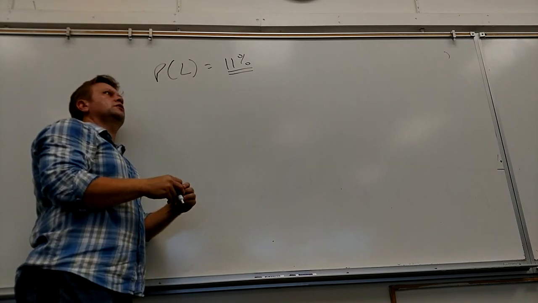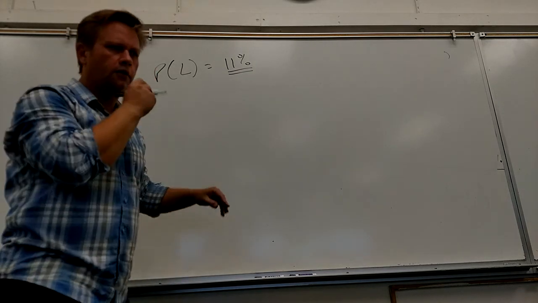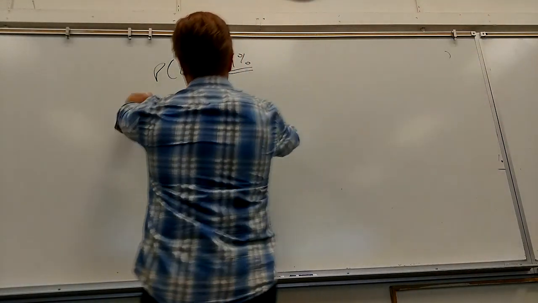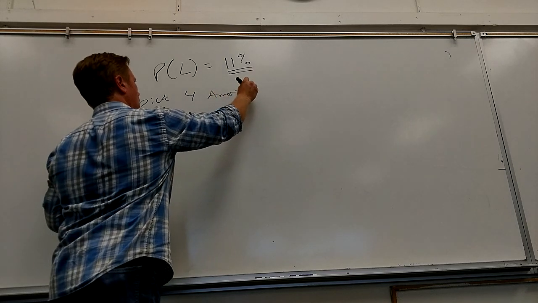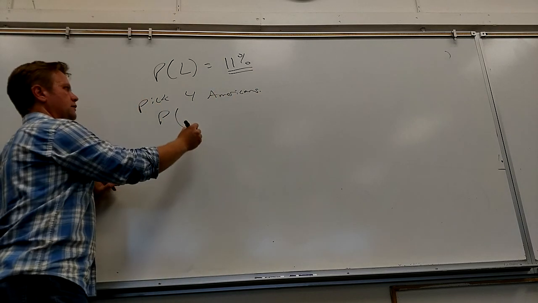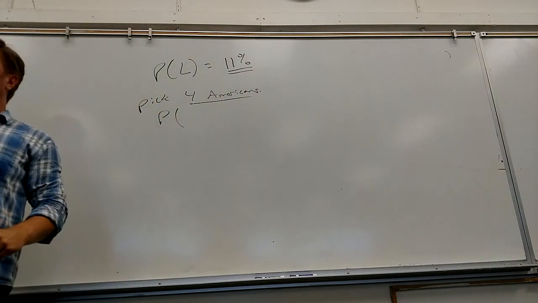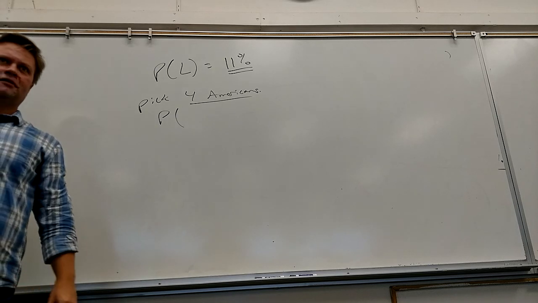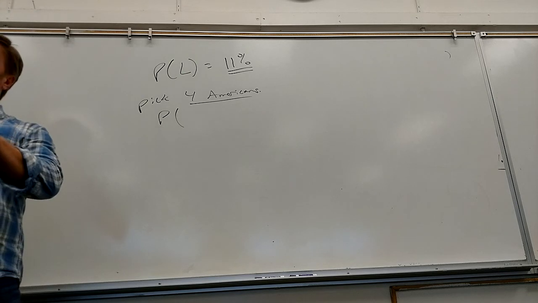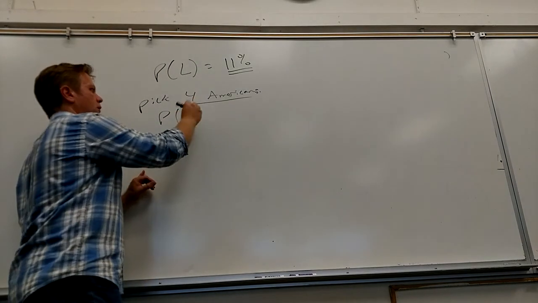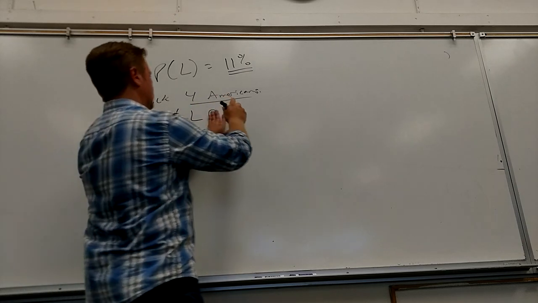So, where do I go with this? Forgot where I want to go. Oh, yeah. Let's say I pick 4 Americans. Now, when I say pick 4 Americans, do I mean they could be the same person? No, I actually mean 4 different people. But if I want to know the probability that the first one is left-handed, well, the last 3 are not.